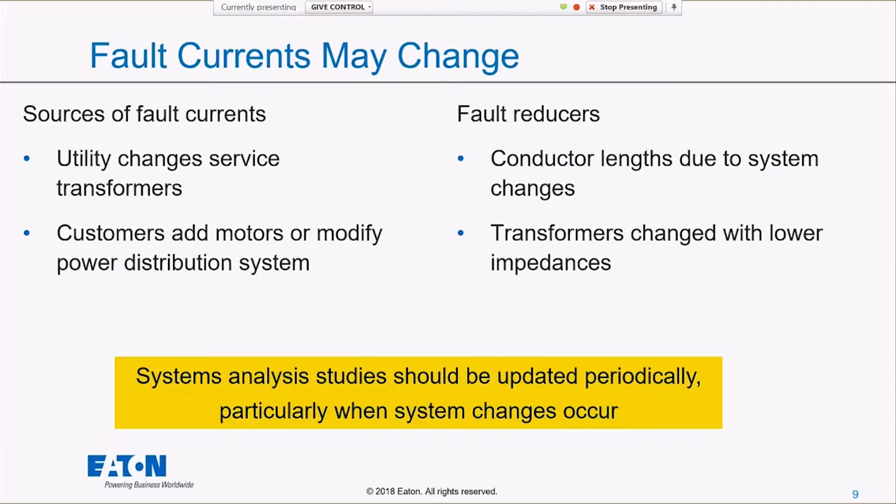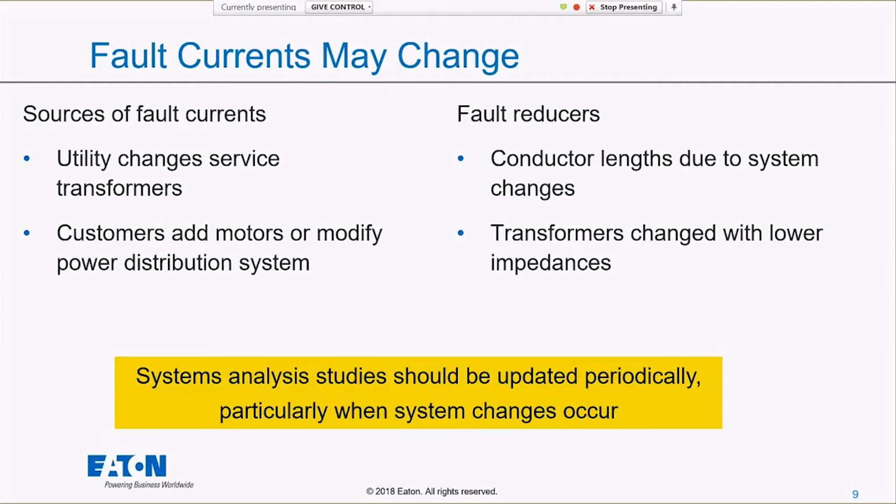And then, fault reducers can change. So again, that's my conductor lengths changing due to moving things around, and maybe a customer-owned transformer, right? That can change out. There are all those high efficiency transformers out there now. Those are great. But high efficiency transformers will wind up giving you a higher available fault current because they have lower impedances, which is absolutely great for power efficiency, but will result in a higher available fault current. So system analysis studies, any determination of what fault current is, should be updated periodically. Definitely when major system changes occur.